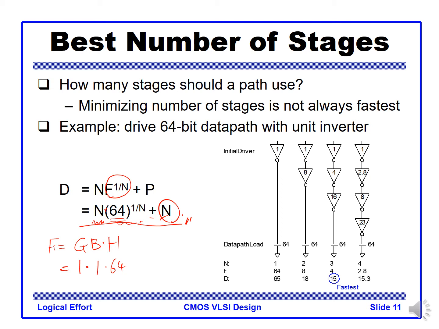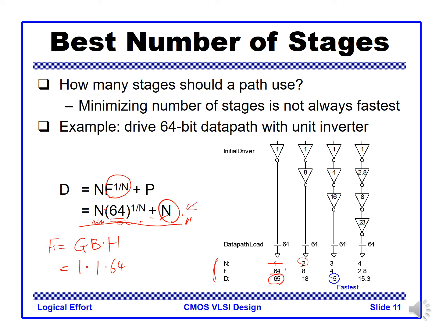Now let's plug in some numbers here. So for example, n equal to 1. Now the stage effort delay would be 64, and by adding the parasitic delay, the total delay would be 65. For the second case, n equal to 2 stages, then f is from here.